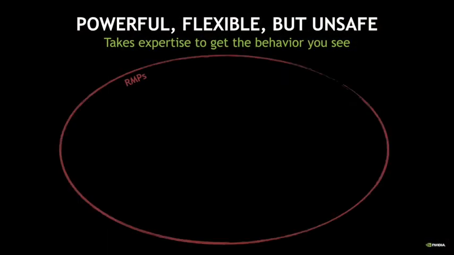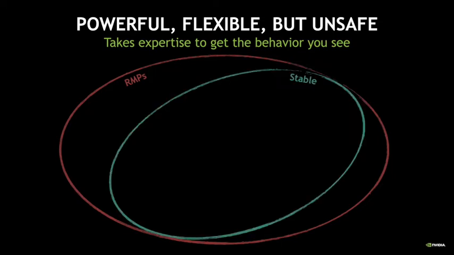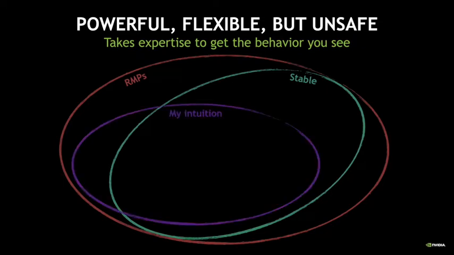So these tools are very powerful and flexible, but they're also, in a sense, somewhat unsafe if you don't have the expertise, if you don't have experience with it. It takes some expertise to get the behavior that you see in these examples. Just kind of characterize this. If this is the class of RMPs, the total class of RMPs, the set of stable RMPs might be considered here. Because I have intuition for this and I have experience with it, I'm able to kind of like work with this set. So a lot of them are within the stable class. Some of them are in the unstable region, dangerous region, but I can pull them into the stable region pretty easily because I have experience.